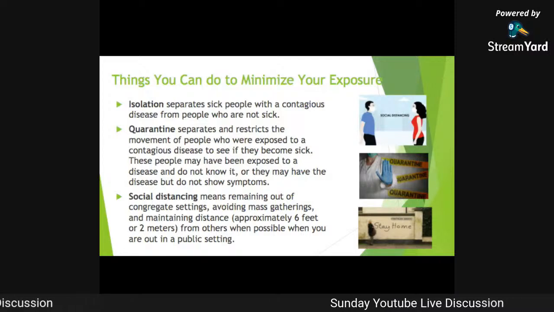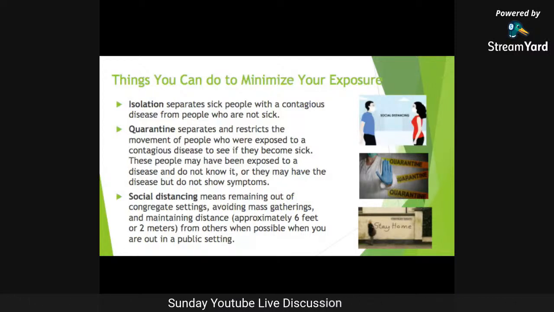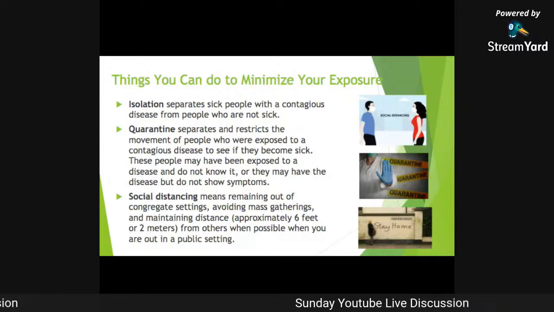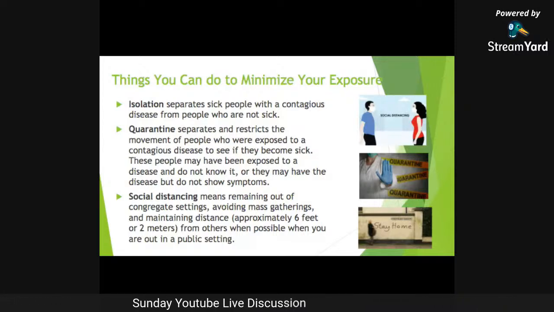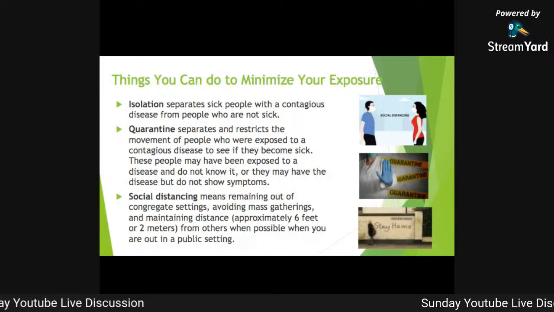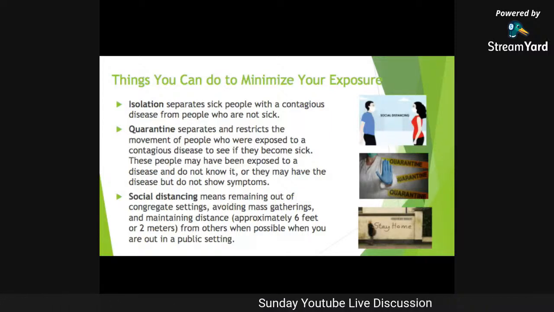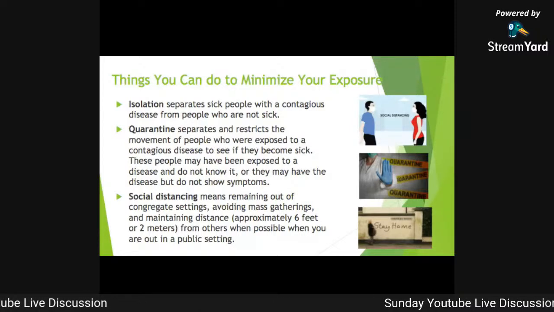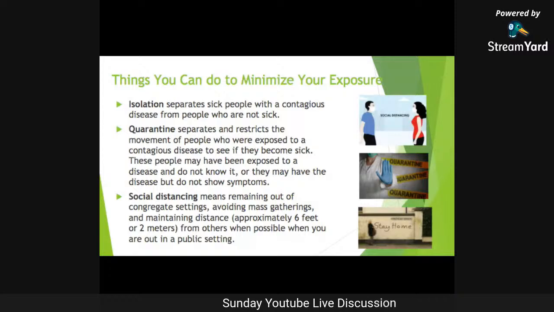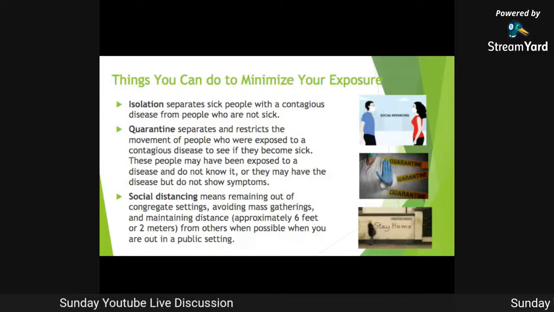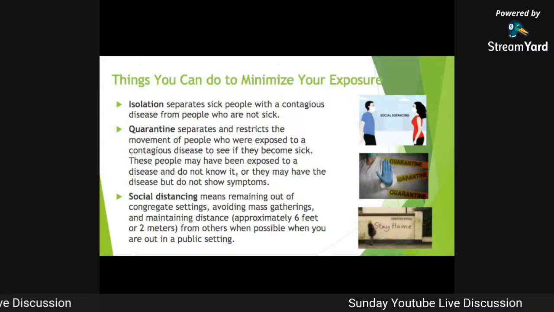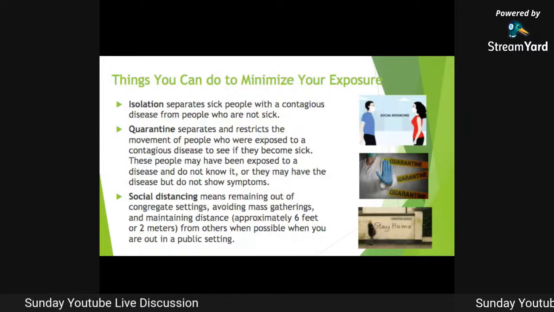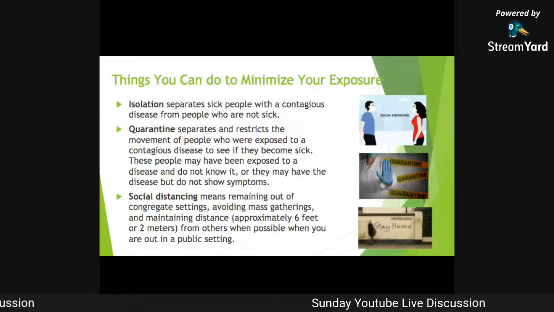The social distancing thing, that means remain out of congregated settings, avoid mass gatherings, and maintain a distance of approximately 6 feet or 2 meters from others when possible when you are out in a public setting. So social distancing is, when you go outside, do not congregate. Do not get in large groups. Even when they say 10 people or less, those 10 people, 9 of them could have the flu. I mean, I'm sorry, have COVID-19 or have some disease, and you could actually pick that up.